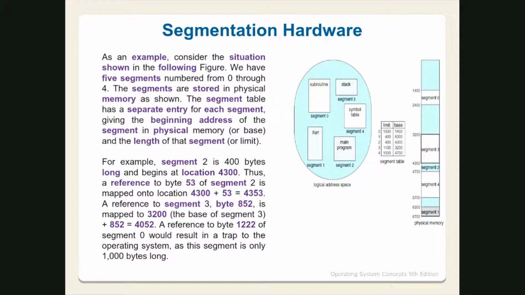These segments are stored in the physical memory as seen here. The segment table, as I mentioned in the previous slide, contains 2 things. For every segment, I have 2 pieces of information in the segment table. What are the 2 pieces of information? Limit and the base. Limit means size of the segment. Base means the starting location in the physical memory, the starting address.